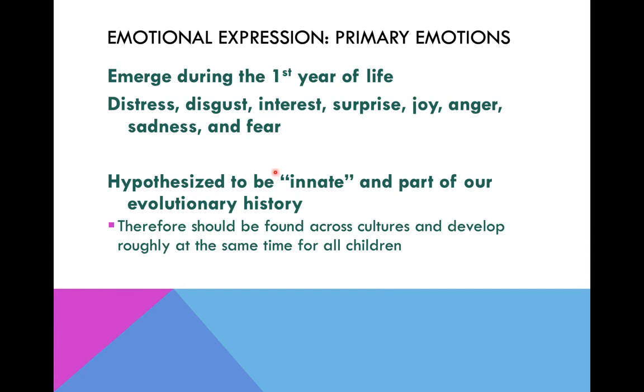And these primary emotions are hypothesized to be quote unquote innate and are part of our evolutionary history. And therefore, we should find them across cultures and develop roughly at the same time for all children. And in fact, that is true. We do find these emotional expressions in the first year of life for every single human, regardless of what society they are raised in, regardless of whether it's appropriate to engage in these behaviors or emotions, and regardless of whether it's westernized, a developing country, or hunter-gatherer societies. And we see that they develop roughly at the same time, suggesting that there is this deep evolutionary history for these primary emotions.